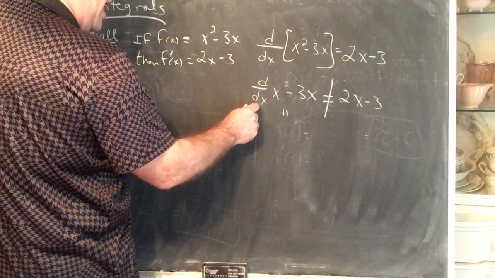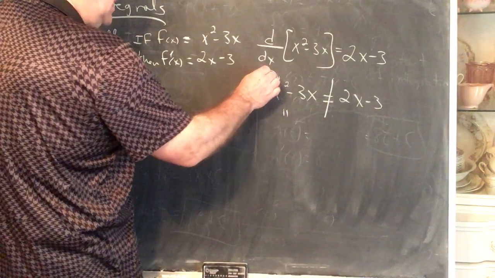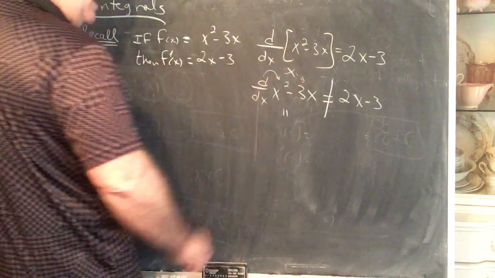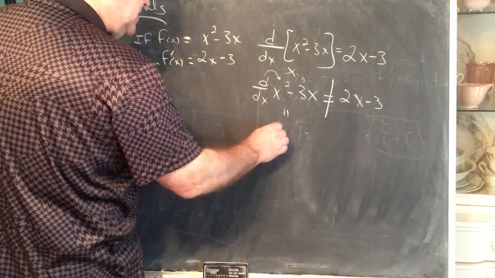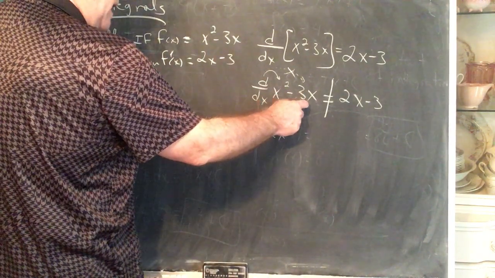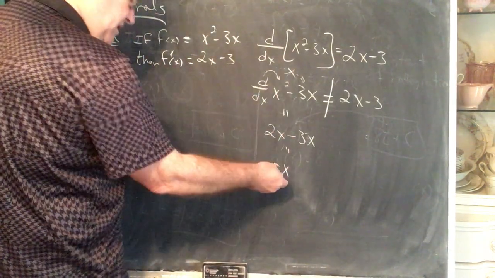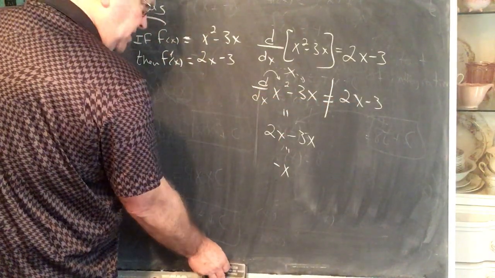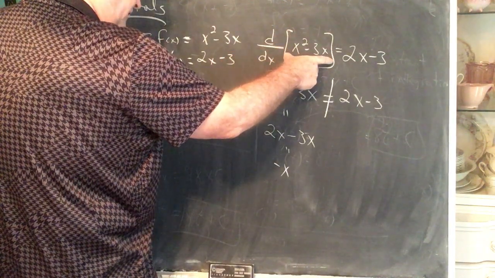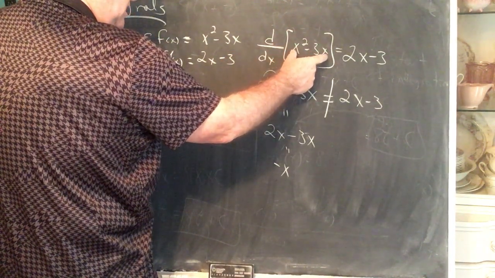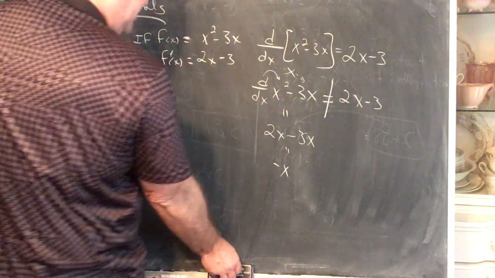This derivative, this differential operator, applies only to the factor immediately behind it. This d by dx does not apply to the 3x. And so the derivative applies to this. This is 2x. That part's correct. But this has do nothing. This is negative x. This is correct. This is not. And so the moral of the story is this. If you want this derivative to apply to the entire function, multiple terms, you need to have it grouped together. That's going to come into play when we start using these integral symbols.